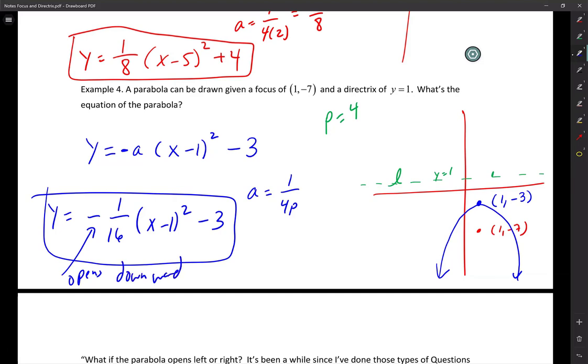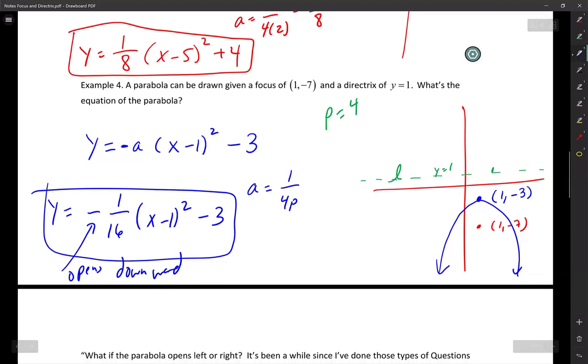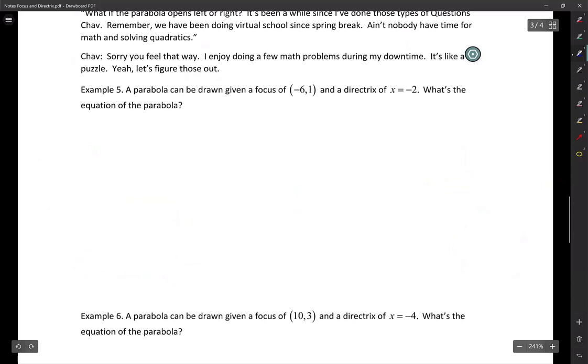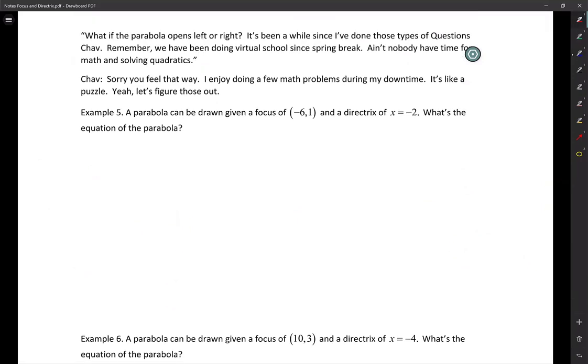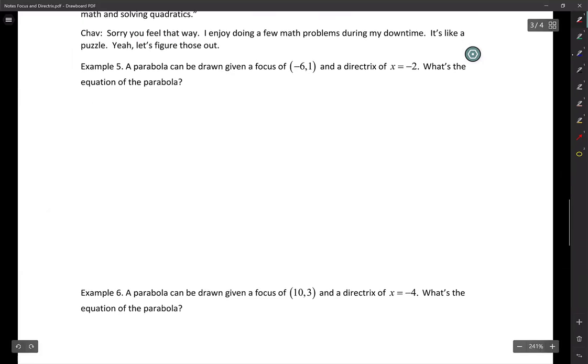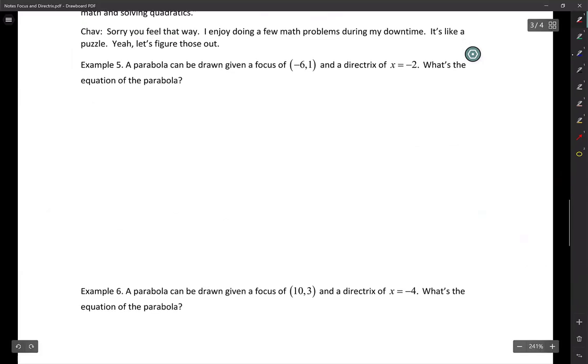Did we get it? No, hold on. That way you guys don't get confused. What if the parabola opens left to right? All right, I got you again. Let's do this. A parabola can be drawn with a focus at negative 6, 1. So negative 6, 1 is my focus. And a directrix at x equals negative 2.